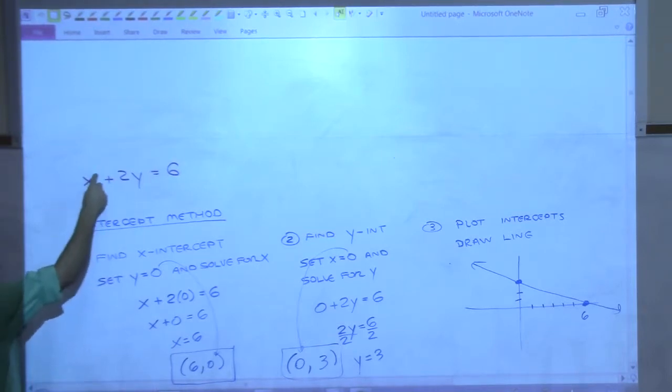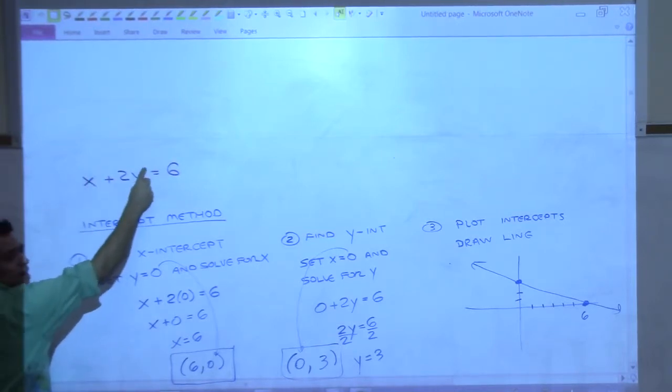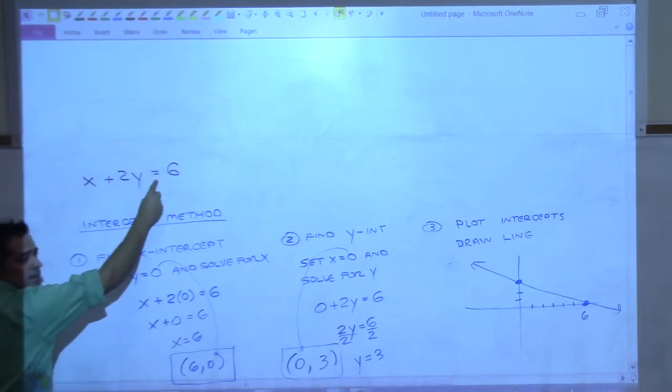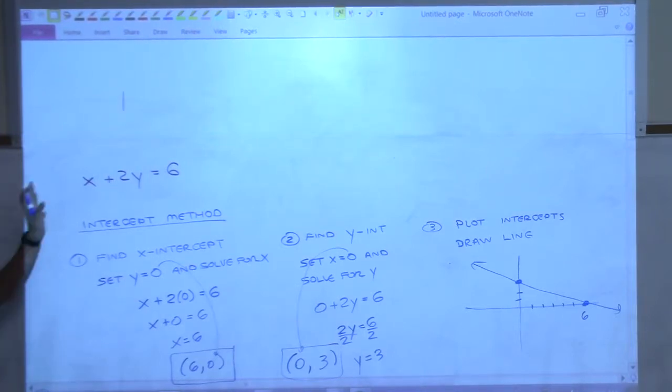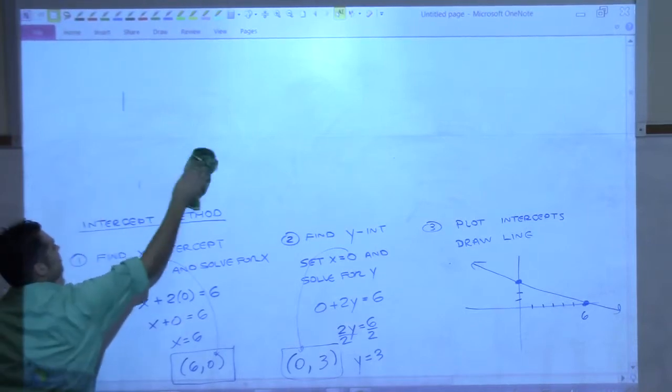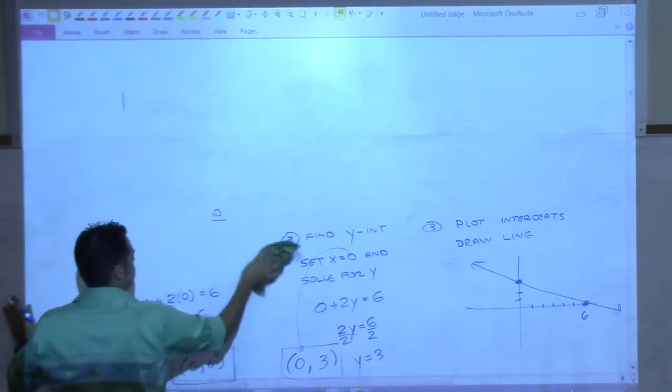This x is to the first power, this y is to the first power, and there's an equal sign in there. That's what makes it a line. As long as you have x and y, they're both to the first power, and you've got an equal sign there, you are looking at a line. The equation of a line. All right, let's do another one.